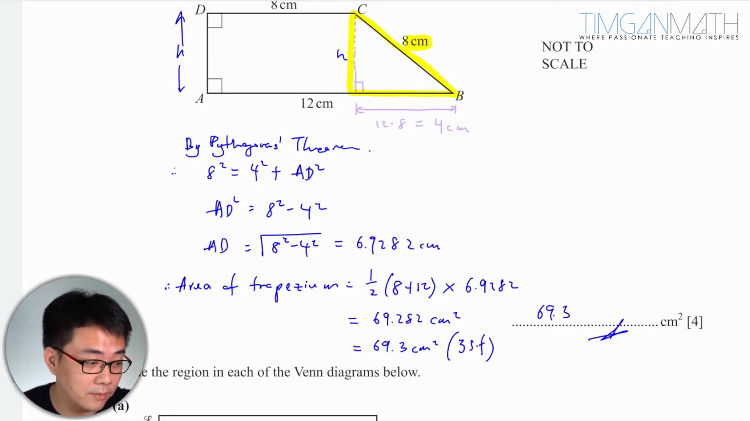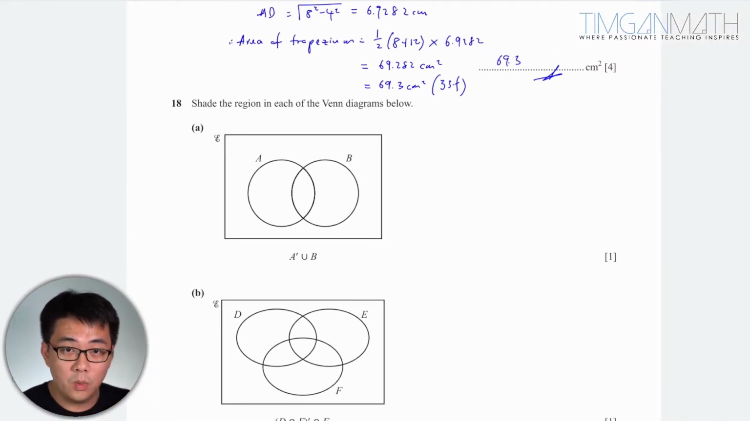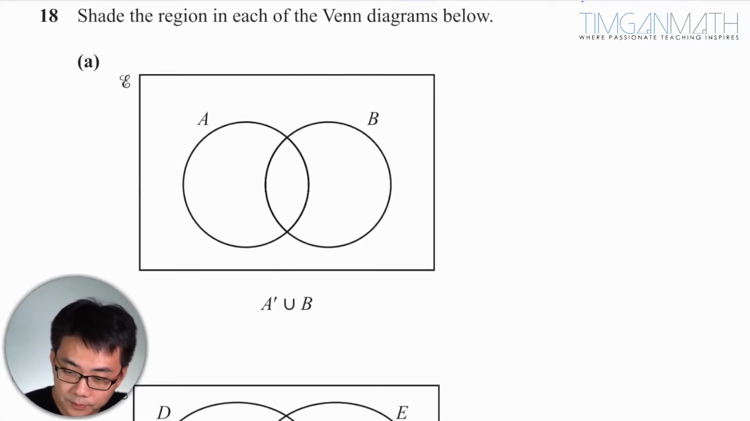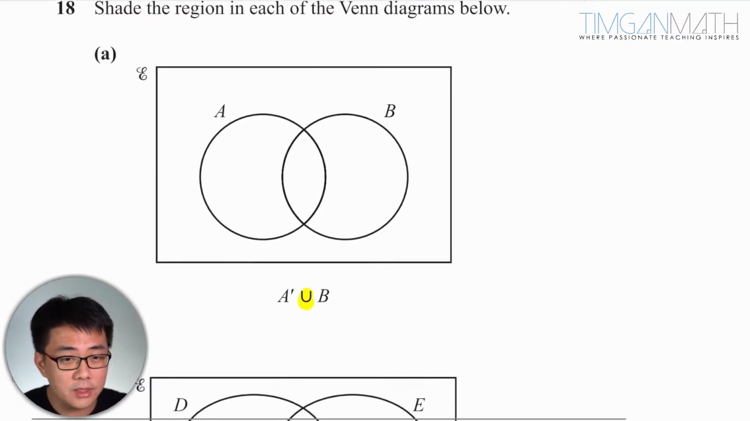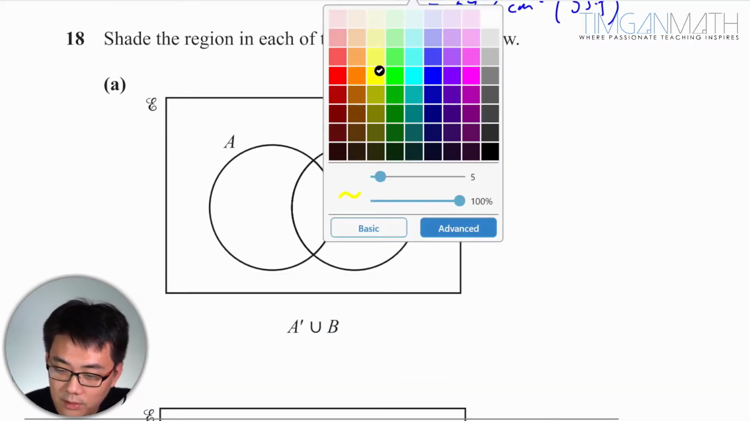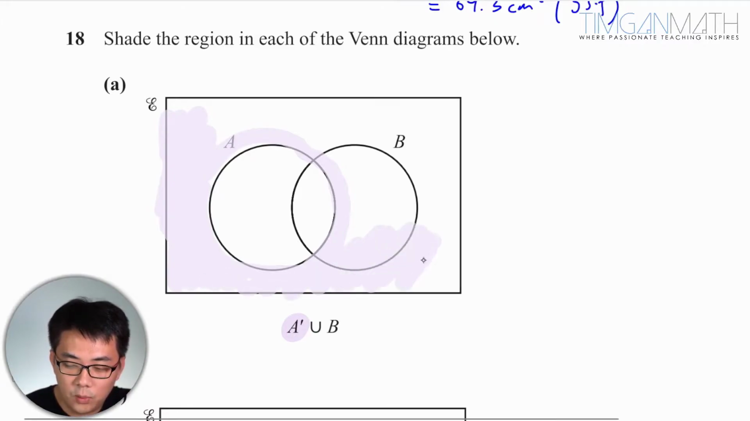Let's look at the subsequent part. Subsequent part will be shade the region in each of the Venn diagram as shown. Great. So union. Union means you add everything up together. You don't need to find the intersection. You just add everything up. A prime. I'm just going to shade the A prime out. Thankfully for me, this is like A prime. A prime is anything outside of A, so you don't really need to worry. Anything outside here will be A prime, and you need to union it with B.